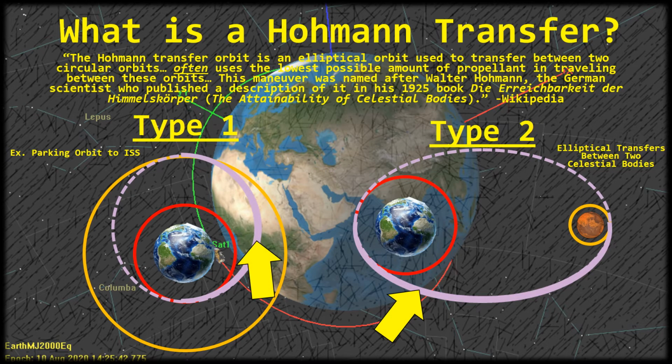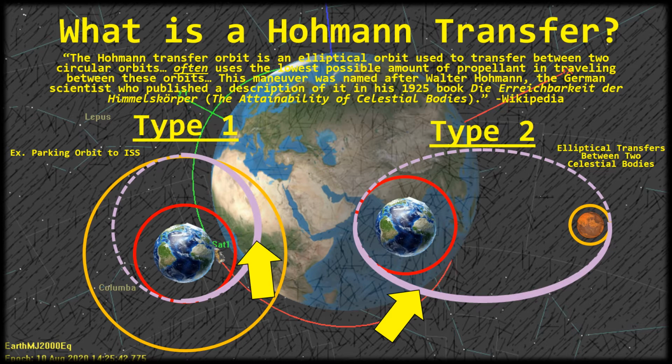And then going back to the definition, it says this often uses the lowest possible amount of propellant in traveling between these orbits. There are other orbits that sometimes use less, like the bielliptical transfer orbit. And we'll probably cover that in a future video. And of course, it's called a Hohmann transfer because it's named after Walter Hohmann.